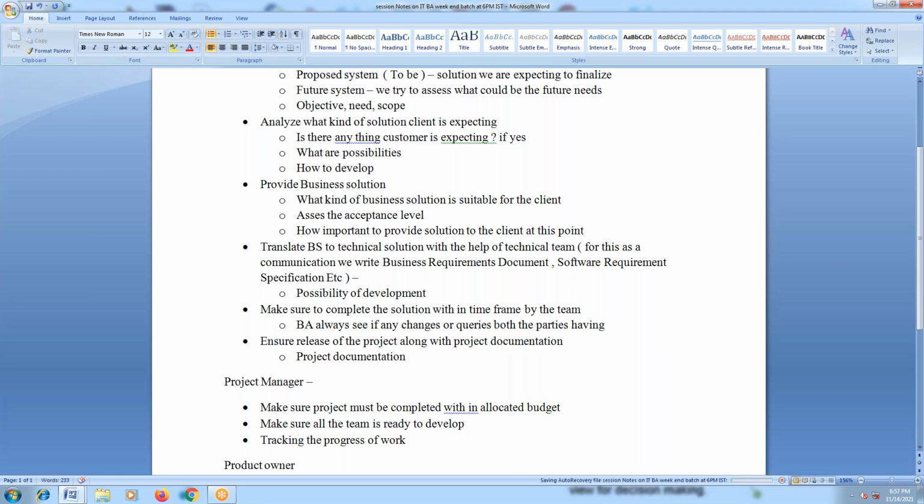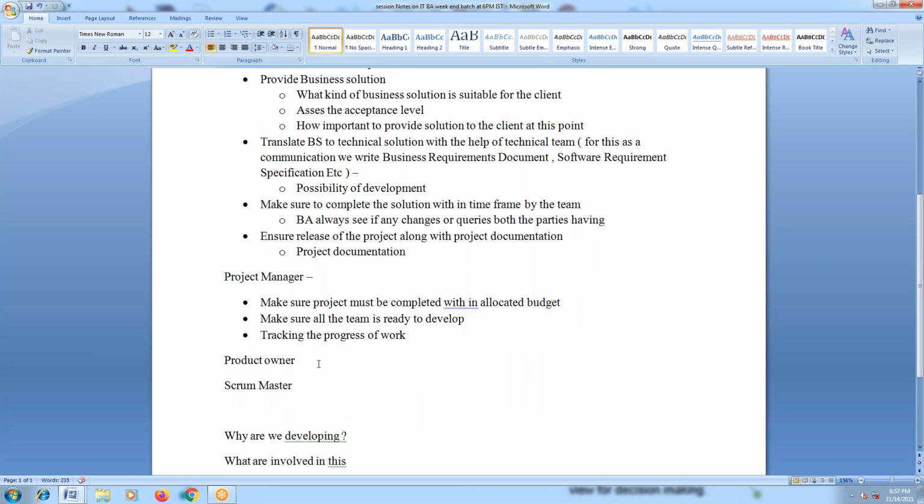He is responsible for everything in the project. Understand, right? This is what generally a project manager does. Now, if you are a product owner, right?